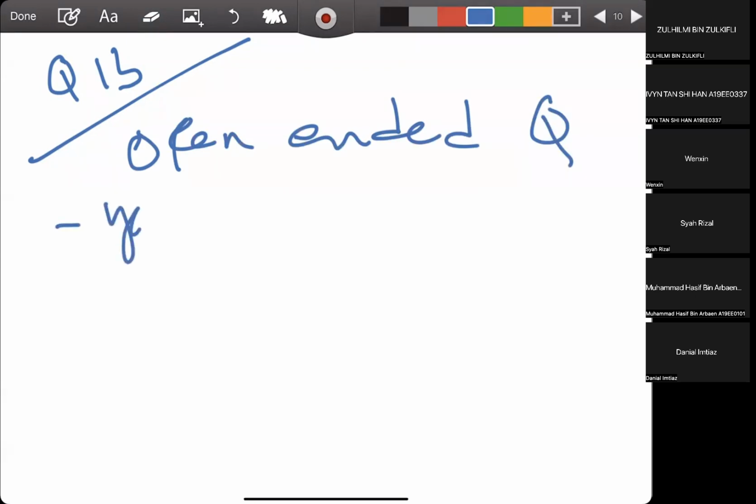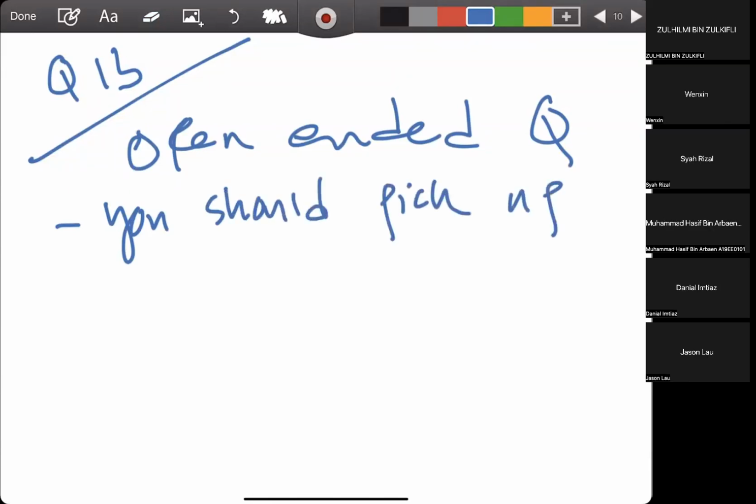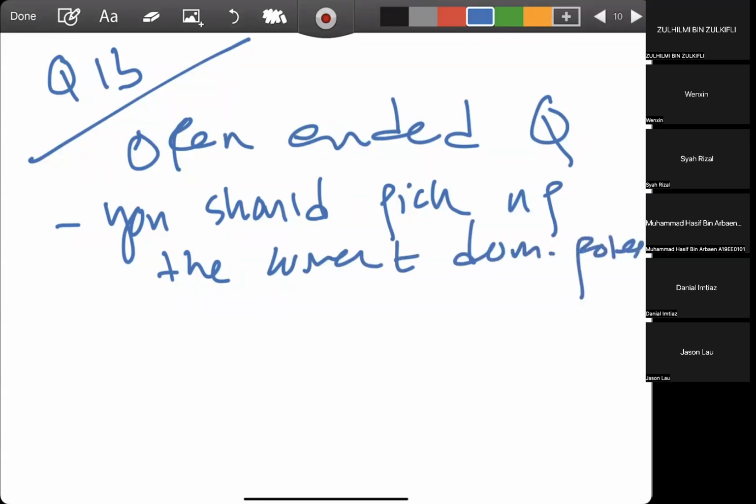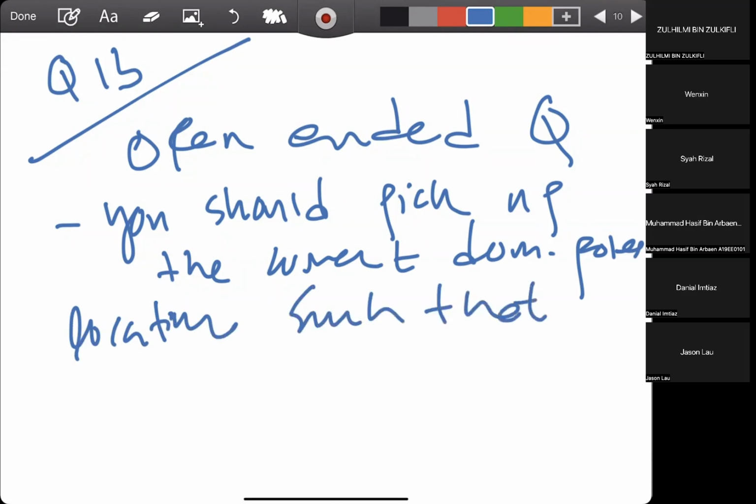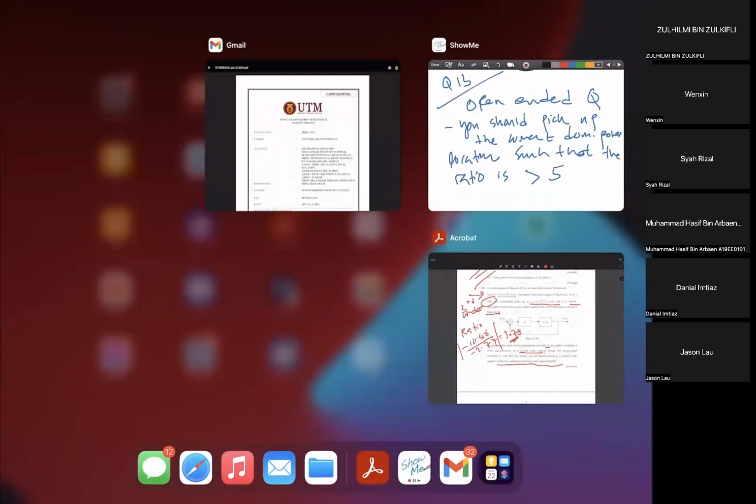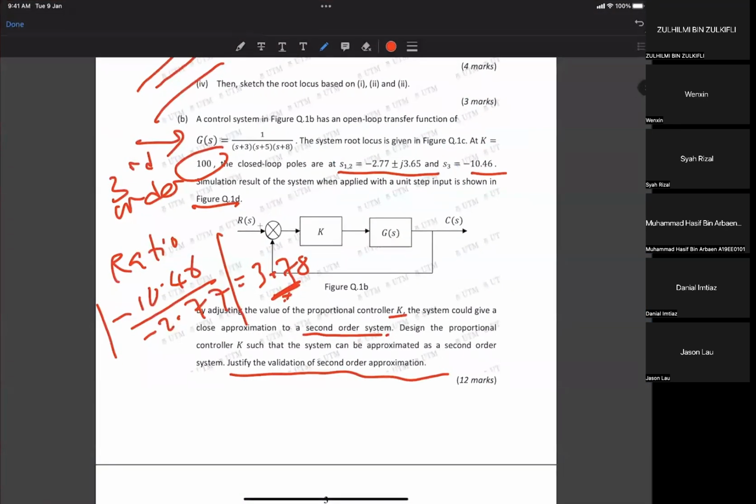And then you should pick up the correct dominant poles location such that the ratio is greater than 5. The one that we have now, like Ivin said just now, the ratio is 3.78.